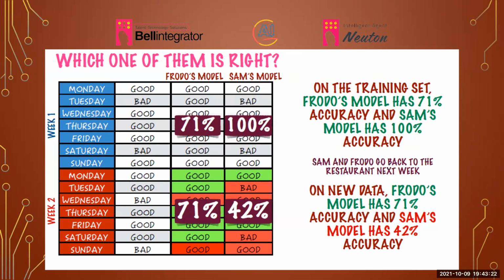So if you see, when it was the training data, Sam's model was working perfectly fine, 100% accuracy. But when the testing data came into the picture, his accuracy came down to 42%. But Frodo's model is 71% on the training data and 71% when the testing data came in. So now does somebody want to change their answer, on whose model is better?